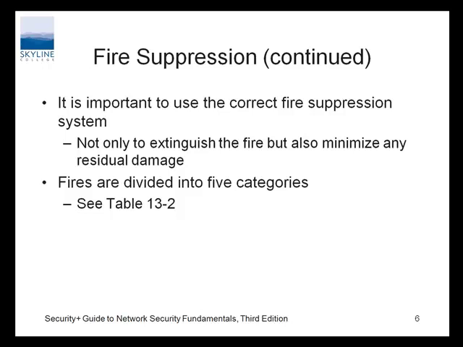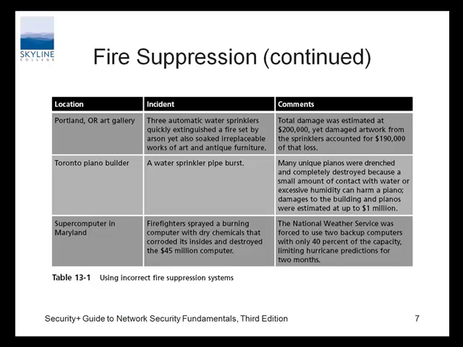Fires are divided into five categories, and the table is Table 13.2. These are the ones they talk about. The Portland, Oregon art gallery, three automatic water sprinklers extinguished it. And here we go, in the art gallery we've got water extinguishers around. Total damage was $200,000, and of that $200,000, $190,000 was to the artwork, the residual damage that you talked about, caused by the sprinklers. Toronto piano builder, water sprinkler got on these pianos, $1 million worth of damage. Handmade pianos. Supercomputer, this is the one where the firefighters sprayed the burning computer with dry chemicals.